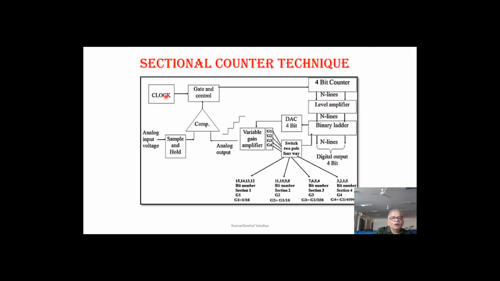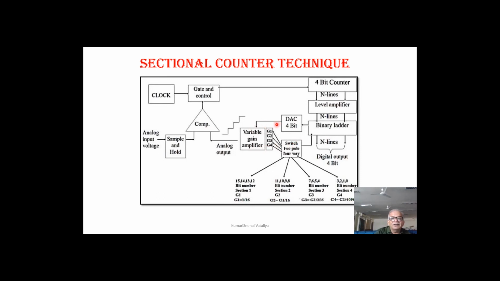A clock is there, square pulses, it is applied, then there is a gate and control circuit as usual, and the output of this goes to a 4-bit counter. Now 4-bit n lines, level amplifiers, binary ladder, and the output is 4 bits, digital output. Now what is additional here? Analog input is there, which is sampled and held and applied to the comparator. Now in the feedback path, earlier we had only one 4-bit DAC, so your resolution was only 1 upon 16, that is 1 volt. Now your resolution is, instead of 4 bits, you will get 16-bit resolution.